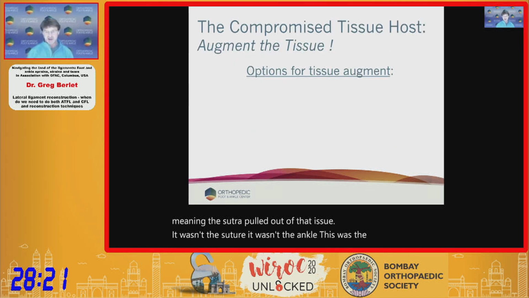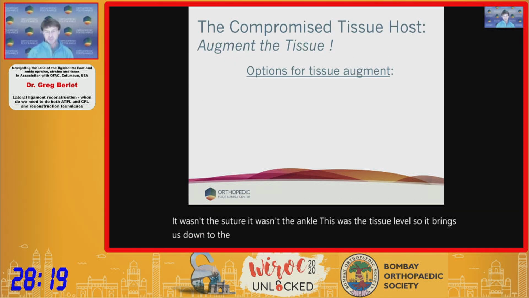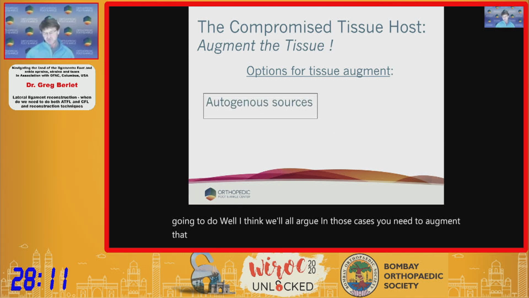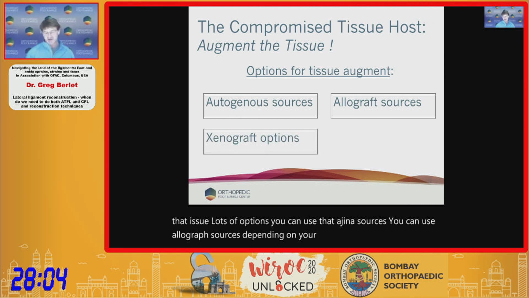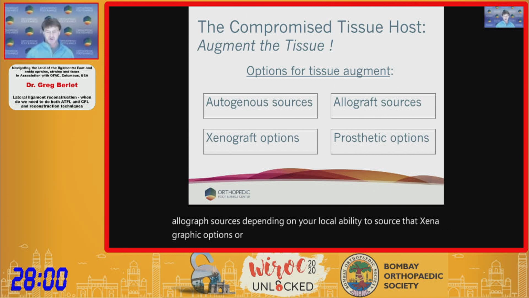So it brings us down to the question about the compromised host. What are you gonna do? Well, I think we'll all argue in those cases, you need to augment the tissue. Lots of options. You can use autogenous sources, you can use allograft sources, depending on your local ability to source that, xenograft options, or prosthetic options. And I'm gonna talk more about the prosthetic options today.